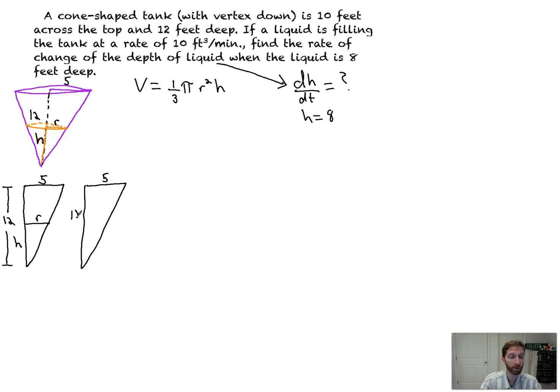That's 5 to 12. And now the little triangle I take out, and that's r and h. So we're going to set up a proportion here because they're similar triangles. So I'll do r over 5. Corresponding parts, r to 5 is h to 12.